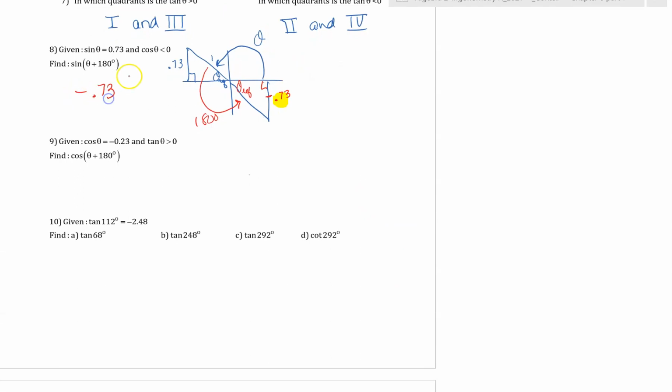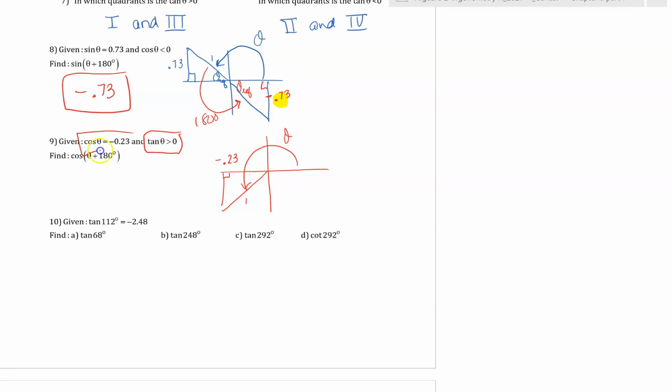0.73. So go ahead and pause the video and see if you can draw a picture for number 9. Hopefully we're able to figure out that our theta would have to be in quadrant 3. The terminal side's in quadrant 3 because that is the only quadrant that has a positive tangent and a negative cosine. Now I want to know, if you add 180 to theta, so that would be all the way over here, we are now in quadrant 1.